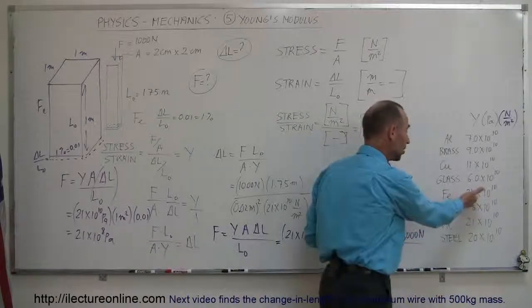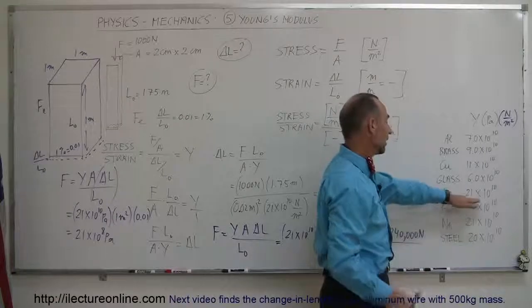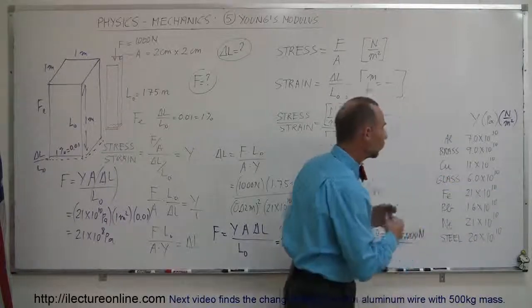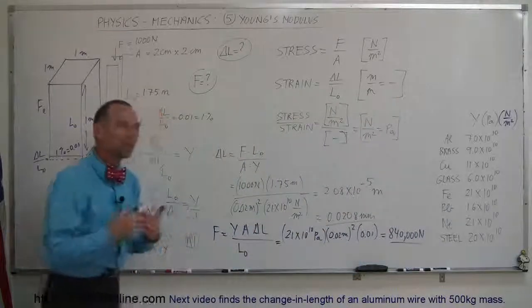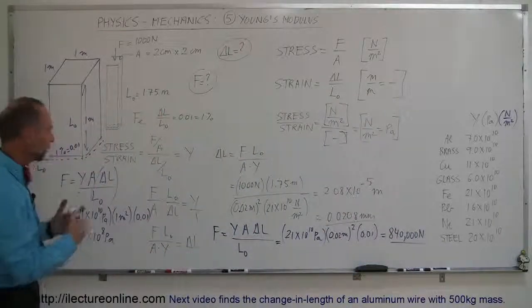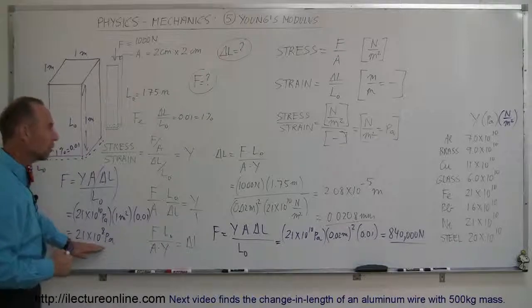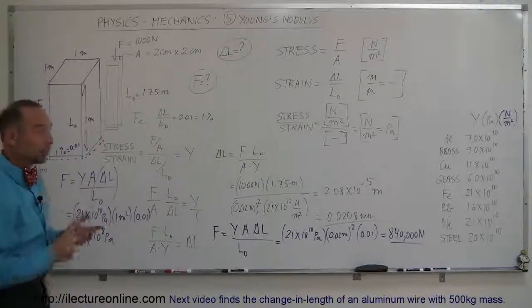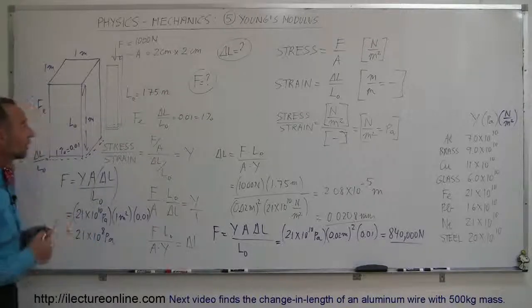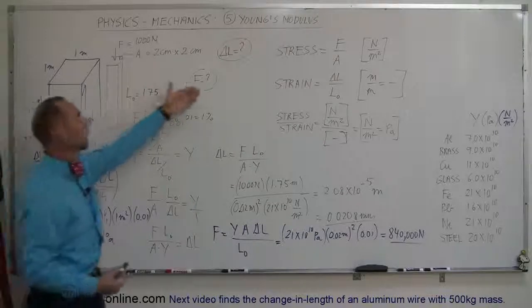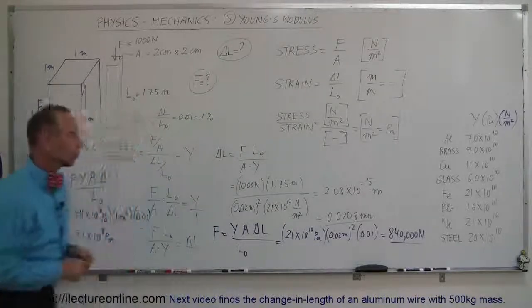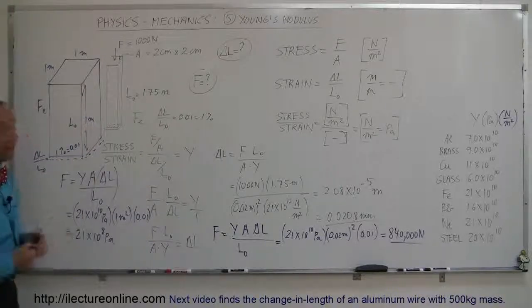If you want a 10% change, then you have 21 times 10 to the 9th newtons per square meter to deform a material. So now you can see how Young's modulus plays hand in hand with the numbers you get for the force required to deform it a certain amount. Hopefully that gives you some good feeling for what Young's modulus is, how we apply it, and how we can calculate the change in the length or perhaps the force required to gain a certain amount of deformation. That's Young's modulus.